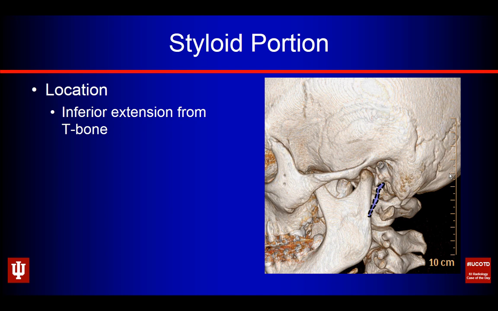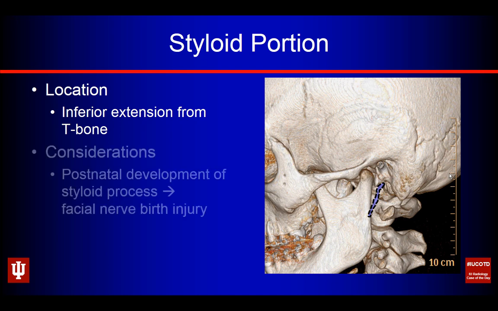And then we have our styloid portion. This is the inferior extension, sort of protruding off of the temporal bone, denoted here in purple. And this is something that develops postnatally as well, just like the mastoid process.